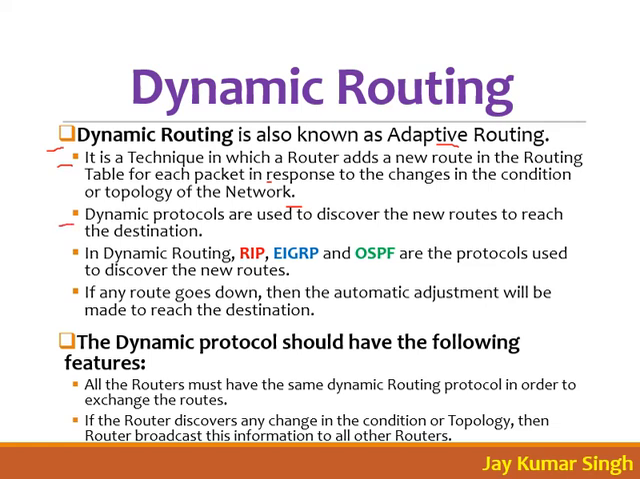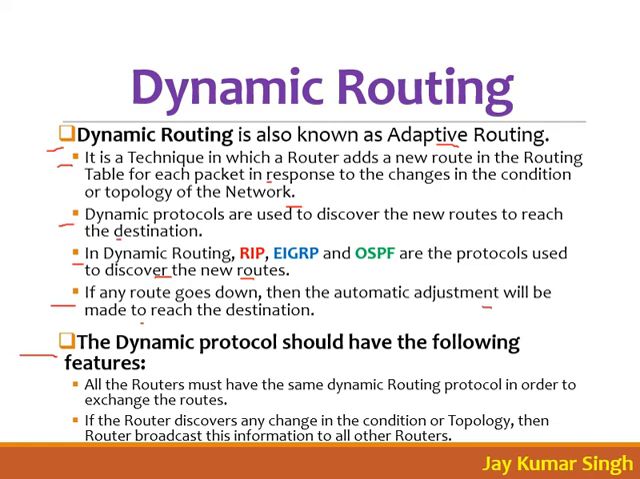Dynamic routing protocols are used to discover the new routes to each destination. Very simple. In dynamic routing we are going to know about RIP, EIGRP, and OSPF, which are the protocols that work in dynamic routing, and they are also used to discover the new routes. It is automatic. Maybe there are 10 routers; if one router changes the route, that route will be reflected to each and every router in that topology. If any route goes down, then the automatic adjustment will be made.